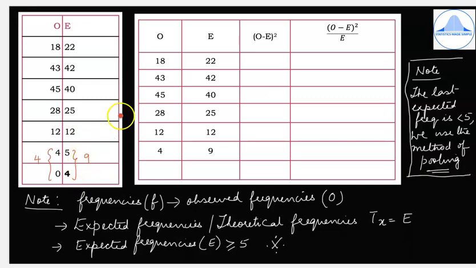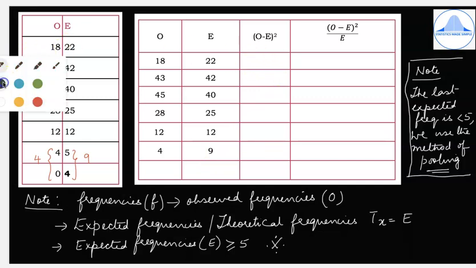So we will rewrite the table again. The new observed frequencies are 18, 43, 45, 28, 12, and then write this 4 here. And the expected frequencies are 22, 42, 40, 25, 12. And now the last expected frequency will be 9. Now next let us find out O minus E the whole square.